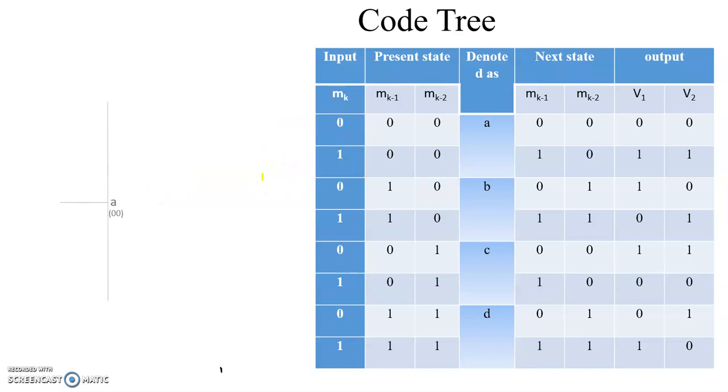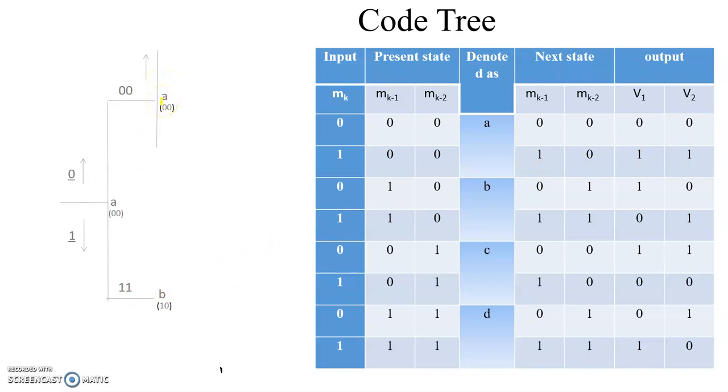So the input is 0, we are moving in the upward direction to the next state 0 0. So it is going to state A, 0 0, and the output 0 0 is written here. So this is the output. The next is, we are at state A, the input is 1. We are going to the next state 1 0, that is state B, and the output 1 1 is written here.